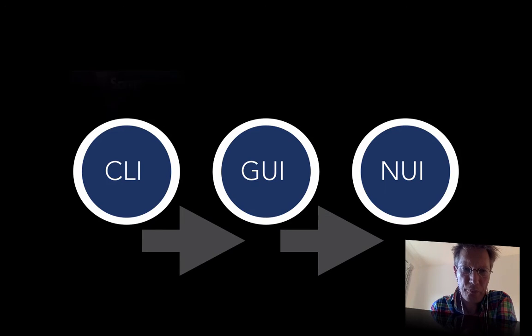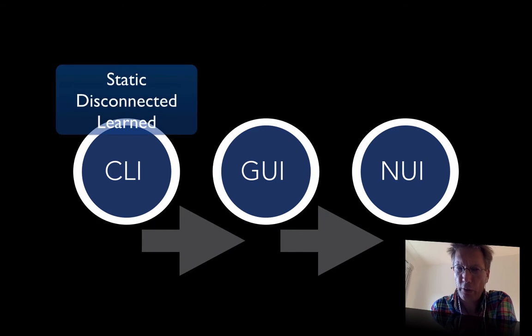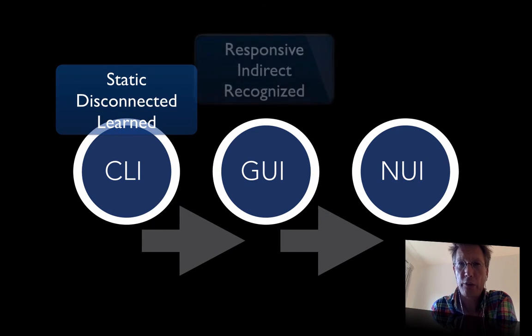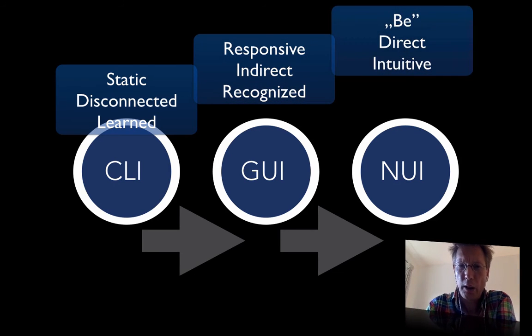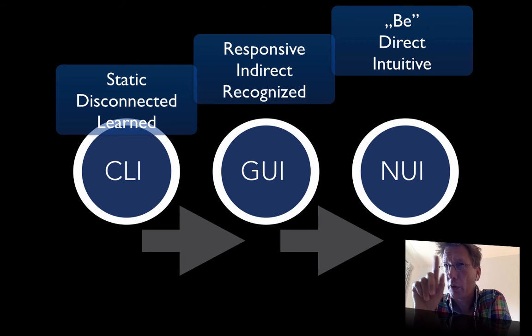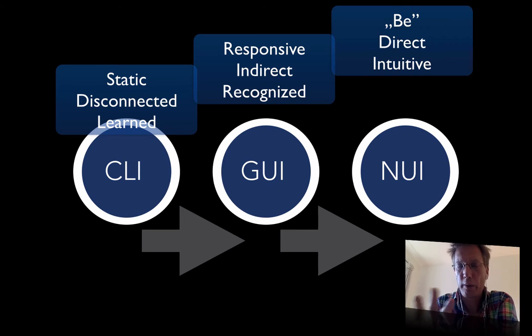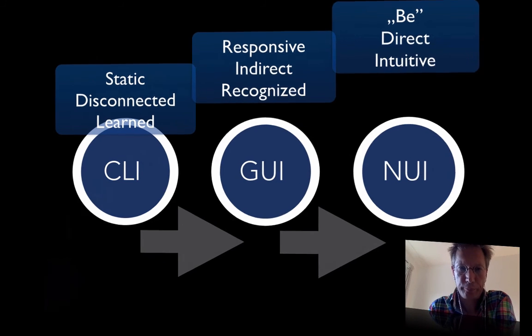Command line interface is defined as static, disconnected, and something you have to learn: ls -al to interact and get a directory, right? A graphical user interface is responsive, it interacts with you, it's indirect, and you recognize it. Oh, a save icon is a diskette, or if I move this pointer, the mouse moves, or the other way around, actually. And a natural user interface is direct and intuitive.